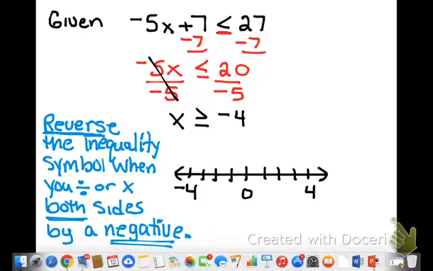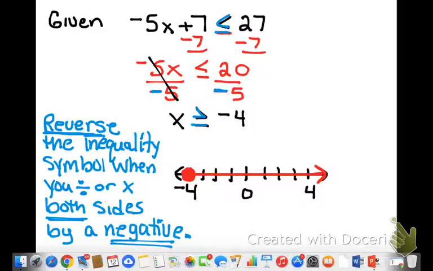Now we're going to graph this one. Remember, we reverse the inequality symbol when we divide or multiply both sides by a negative. So we started off with less than or equal to, and it became greater than or equal to because we divided both sides by that negative. It says x is greater than or equal to negative 4, so in this instance we want to include the negative 4. We fill it in, and then we highlight the graph to the right. So all values greater than and including negative 4 are solutions.